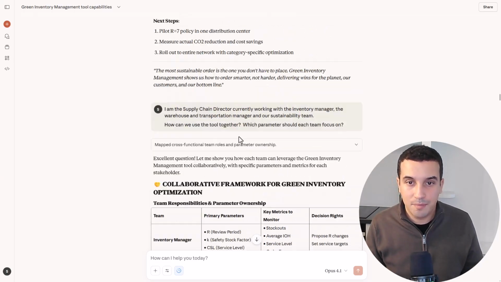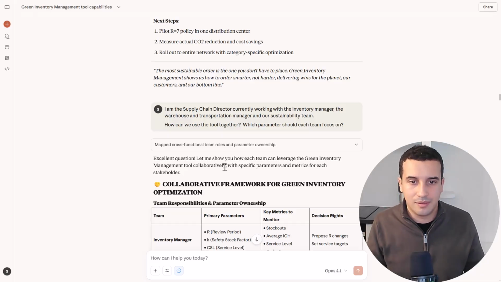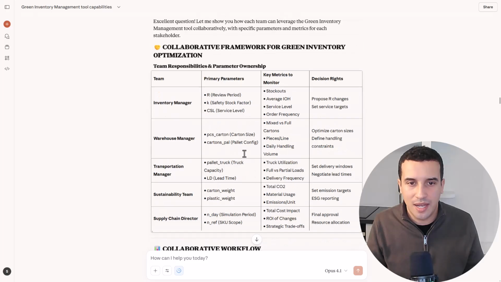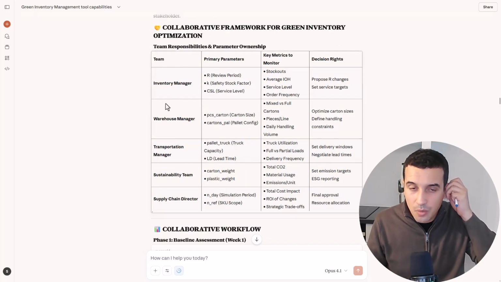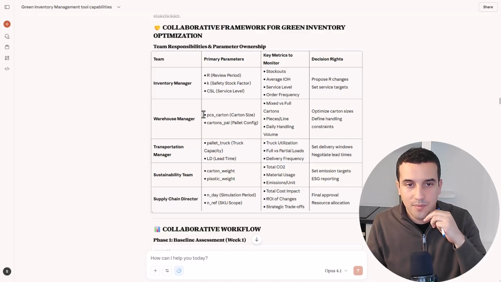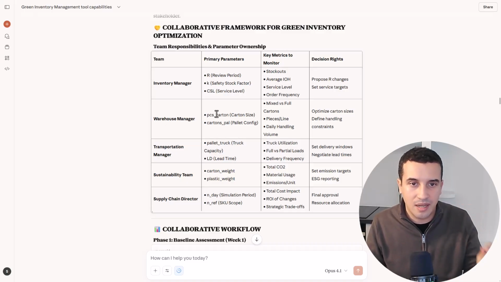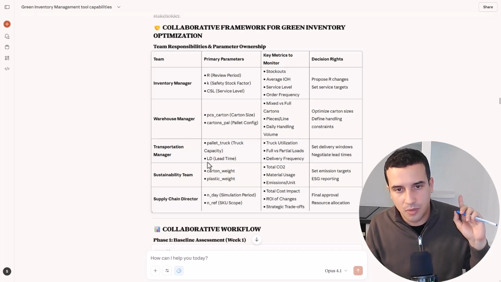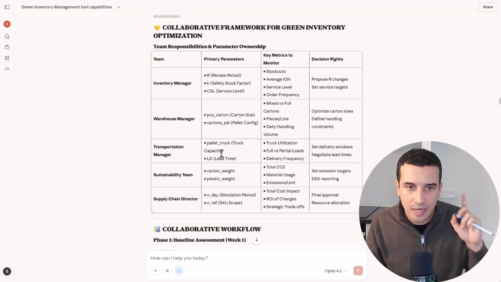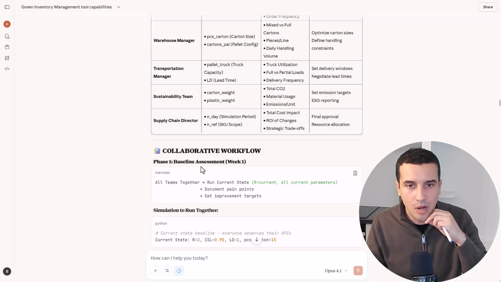So I asked, based on the parameters that you could see in the tool, what kind of framework you would have to make them work together. And I was quite satisfied by the framework provided. It identified well which parameters are impacting each manager. The only thing that I would have changed is the lead time. The lead time is also impacted by the warehouse team, not only the transportation, but for the rest, it's quite good. And it's even proposing a collaborative workflow.